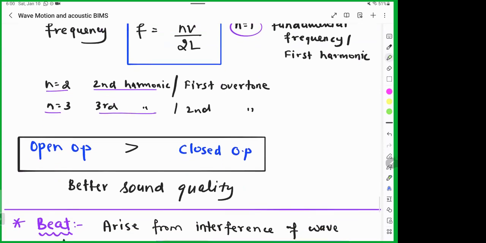If somebody asks where you get better quality of sound, open or closed organ pipe, then the open organ pipe is better than the closed organ pipe. You have better sound quality in an open organ pipe compared to the closed.